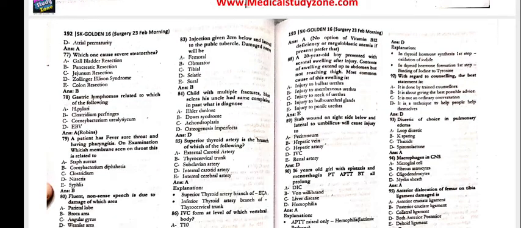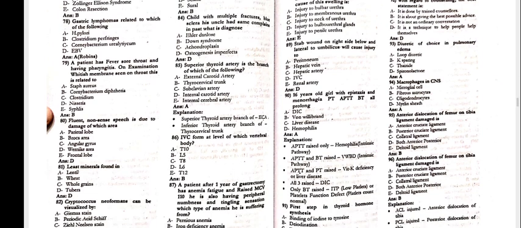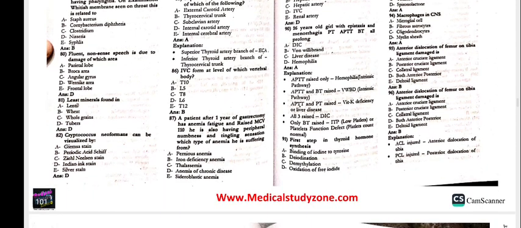77. Which one causes steatorrhea? That is pancreatic resection. 78. Gastric lymphoma related to which of the following? H. pylori. 79. A patient has fever, sore throat and pharyngitis. Examination: whitish membrane seen on the throat. This is related to Corynebacterium diphtheriae. 80. Fluent nonsense speech is due to the damage of which of the following? The Wernicke's area. 81. Least mineral found in the tubers.